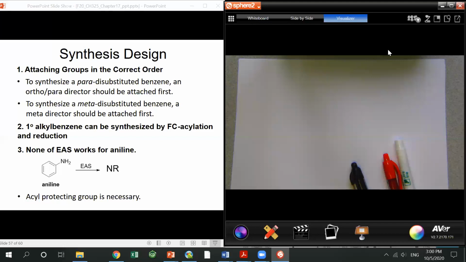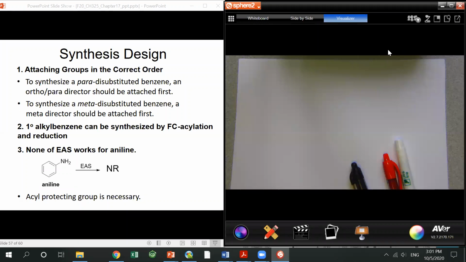First, it's the attached group, depending on whether it is an ortho/para director or a meta director. That's what we already talked about in class on Friday. We also talked about the primary alkylbenzene case, where you do it the indirect way: first Friedel-Crafts acylation, followed by reduction.